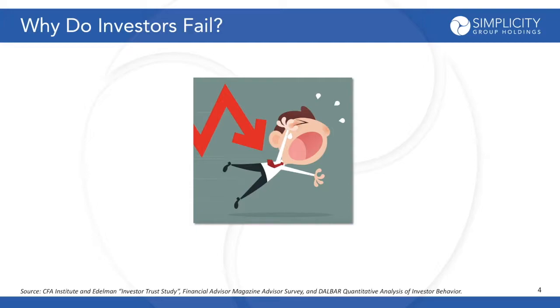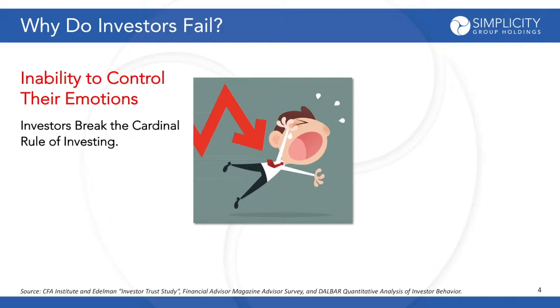But really, these four cornerstones help to answer why they fail. The first is clients' inability to control their emotions. And the research that sits behind this comes from the Dalbar study. The Dalbar study for the last 30 years has researched this and confirmed that investors are very good at doing one thing. They buy high, they sell low, and they repeat that pattern over and over.